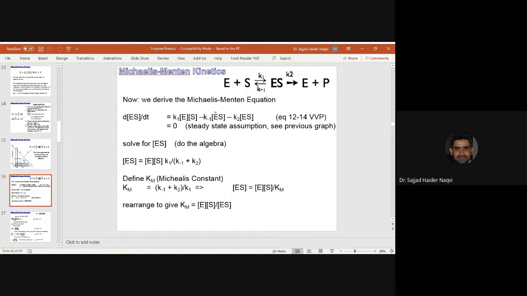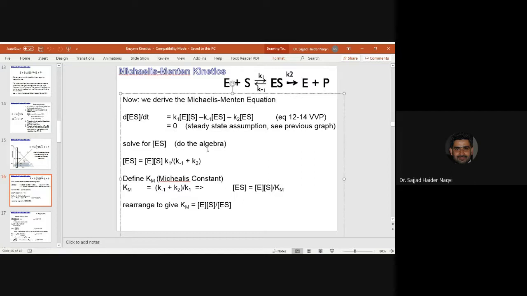As you can see here, this K1 reflects the formation of ES, this K minus 1 reflects the reverse reaction, and this K2 reflects this reaction. And we have made the assumption that all of that is equal to zero because it's a steady state assumption. So we have already discussed that.